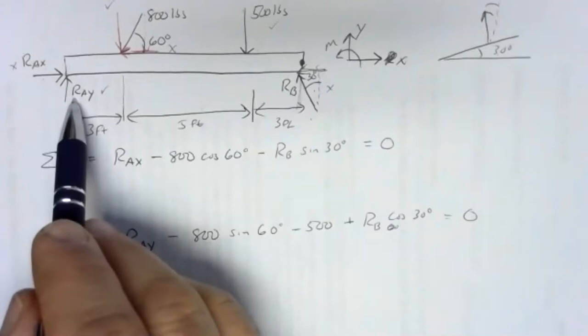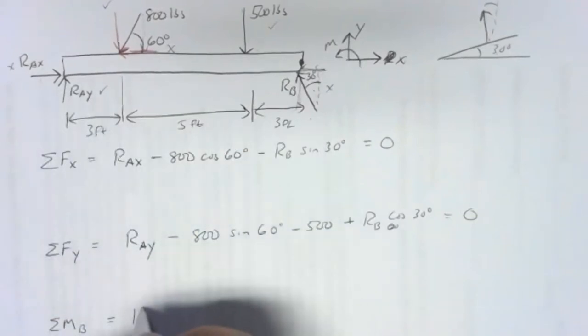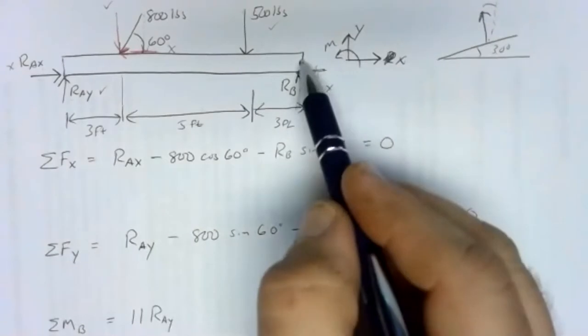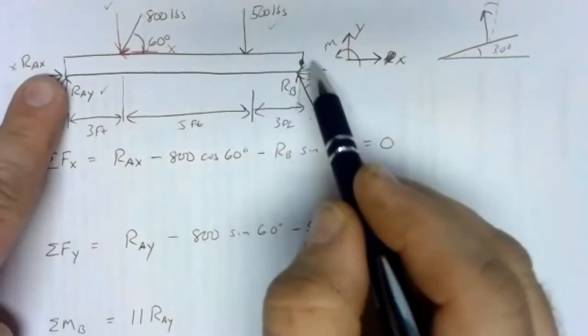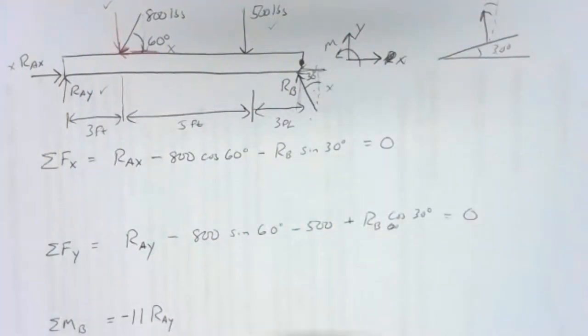We've got RAY pushing up 11 feet away. So the arm is 11 feet and the force is RAY. If we pin here at B and push up at A, that'll give us a clockwise rotation, and clockwise rotations are negative.